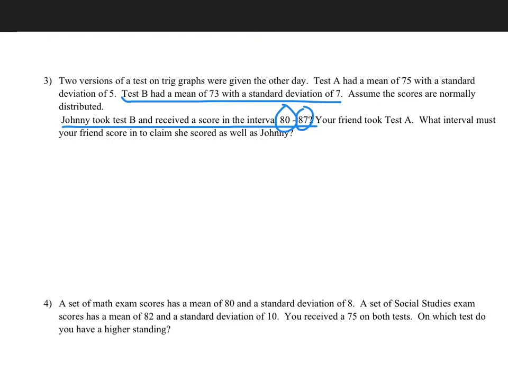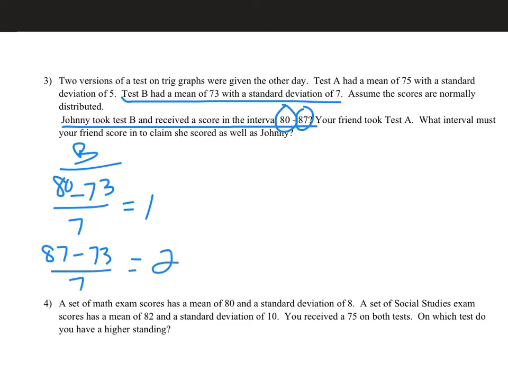So when we do that, this is test B for Johnny. So it's 80 minus 73 over 7, which equals 1. And then 87 minus 73 over 7, which is 2. So Johnny was in a range of 1 standard deviation to 2 standard deviations. My friend took test A, which had a mean of 75 and a standard deviation of 5. So what you need to do is go backwards, just like we did on part B of that other problem.